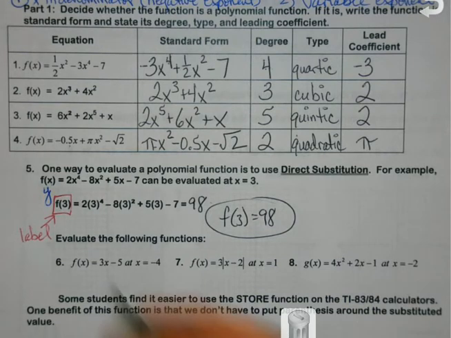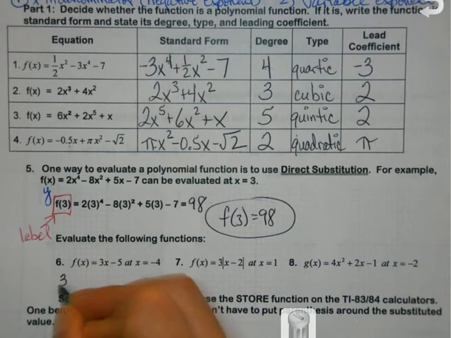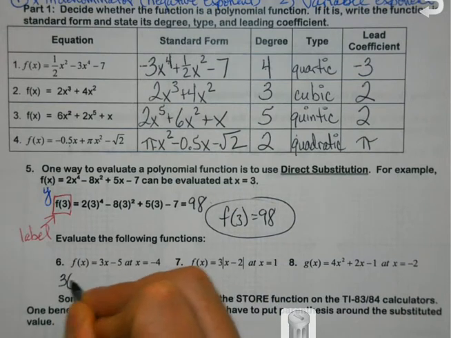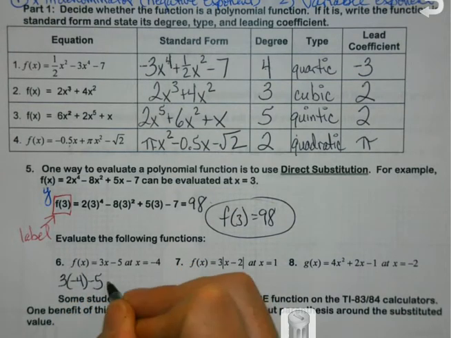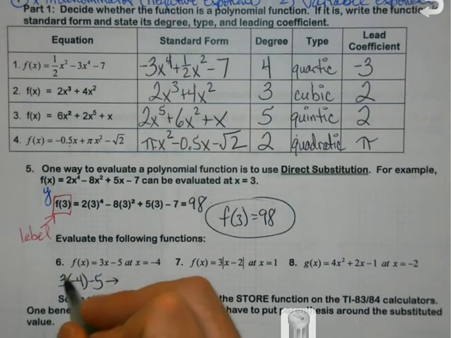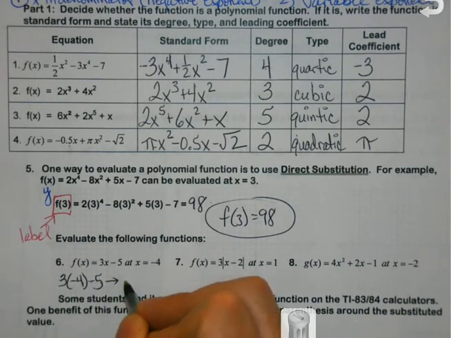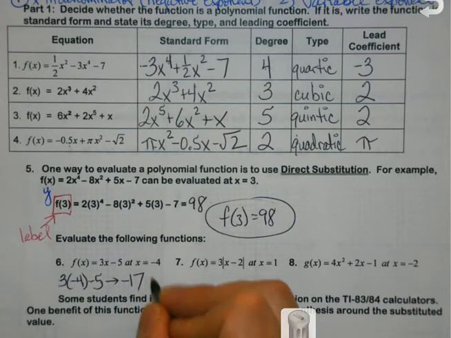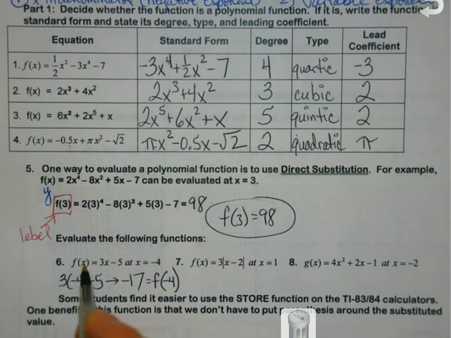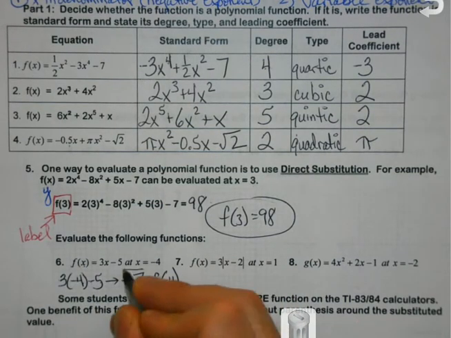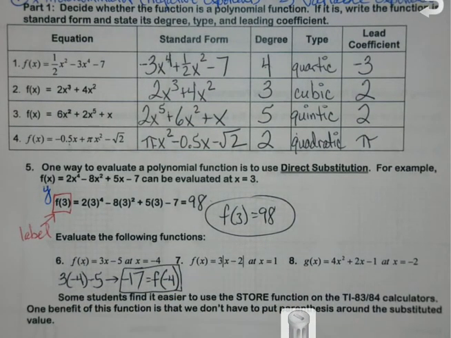You're like, well, shoot, I've been doing this forever. So here, I'm going to plug in the -4 where the x goes. So it's just basically distributions. I'm just going to multiply these. So 3 times -4 is -12. Minus 5 is -17. And that would be my f of -4. It's f of whatever I plugged in for x. So no solving for f. It's just a label.